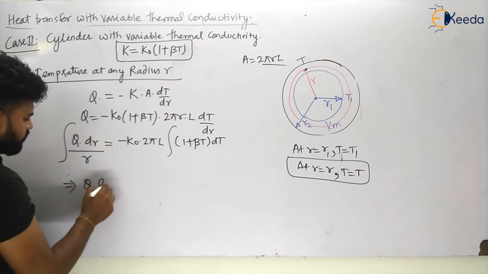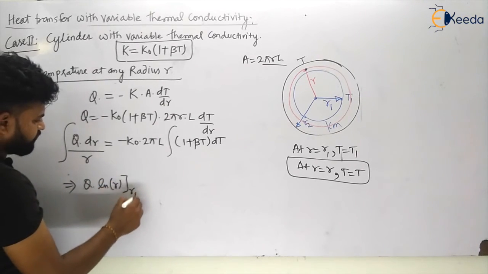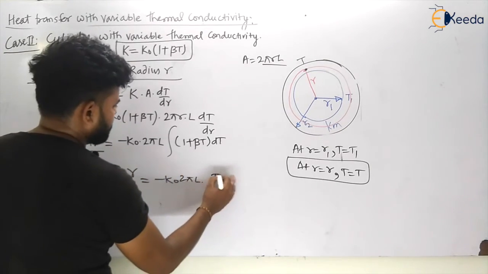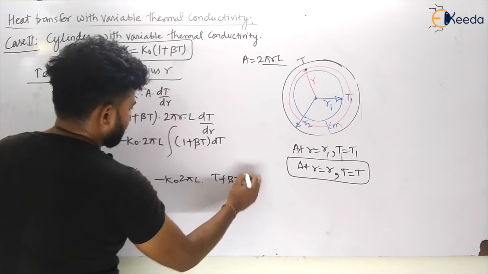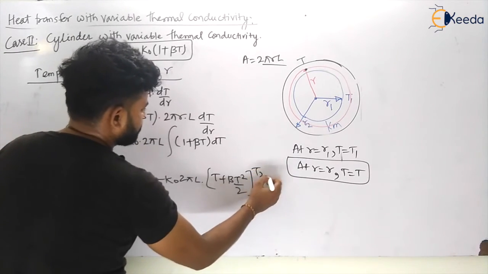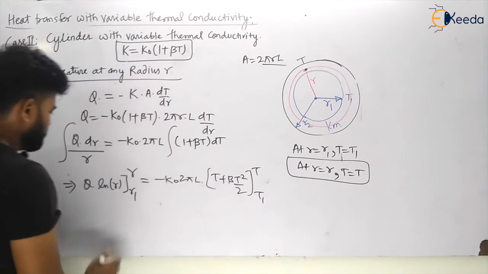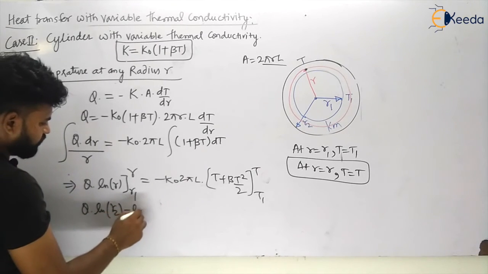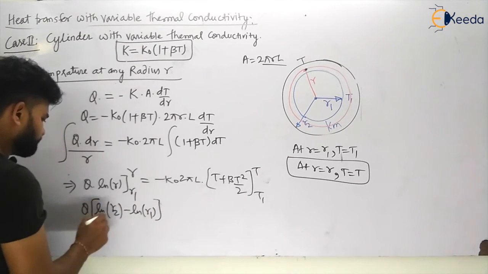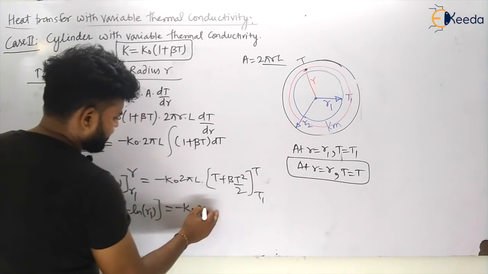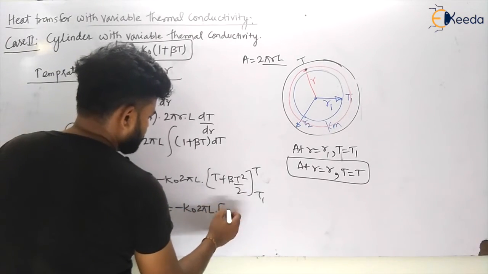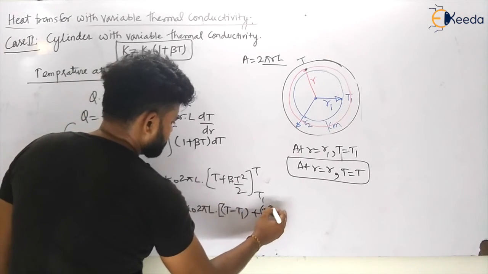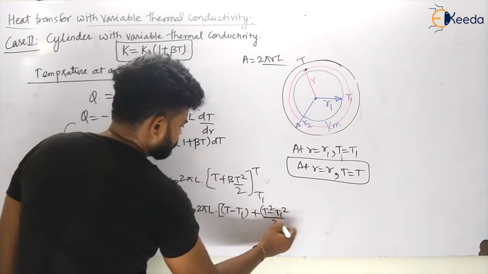Q into ln of r, from r1 to r, is equal to minus K naught 2 pi L into T plus beta T square by 2, from T1 to T. Let us put all values. This becomes Q into ln of r minus ln of r1, equal to minus K naught 2 pi L into T minus T1 plus beta times T square minus T1 square divided by 2.